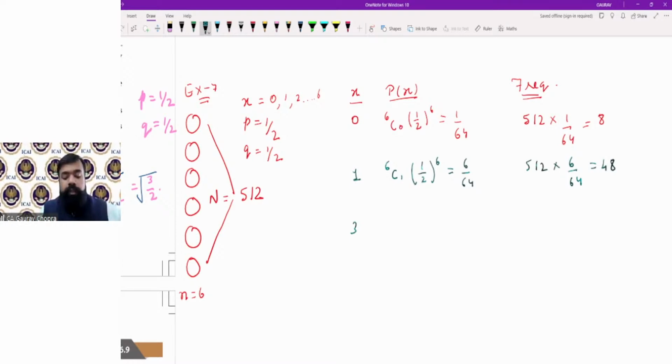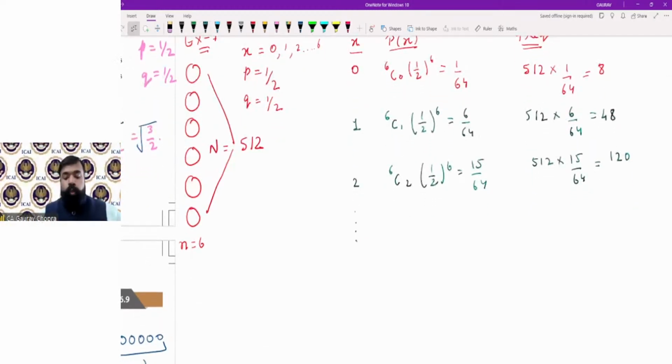Similarly, if X is 2, then you will write 6C2, 1 by 2 to the power of 6. So 15 upon 64. So how much will you get? 512 into 15 upon 64. So 15 into 8 becomes 120. In this way, you can get all the frequencies of 3, 4, 5, 6. Okay, so this is the tabular proof.